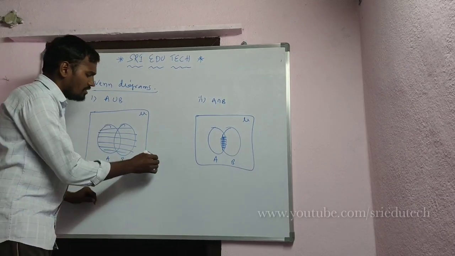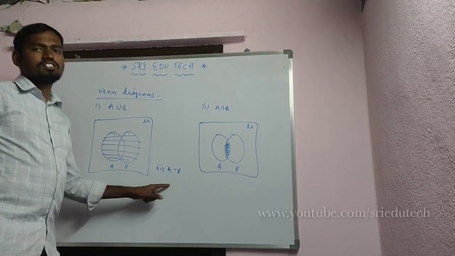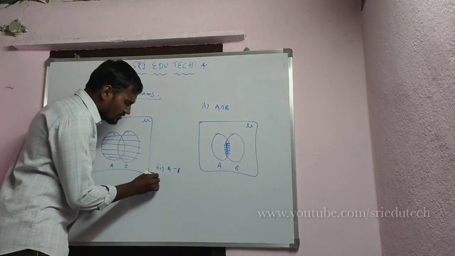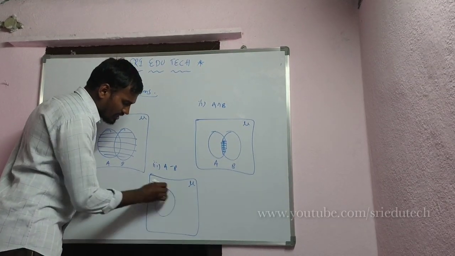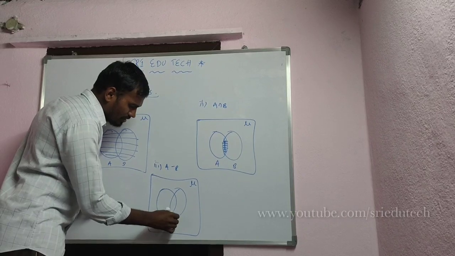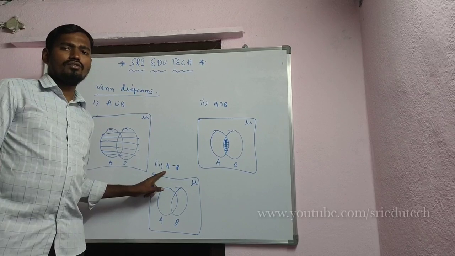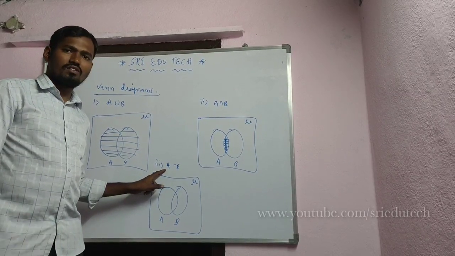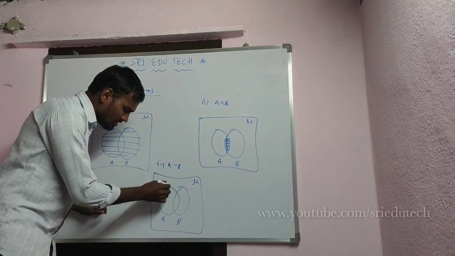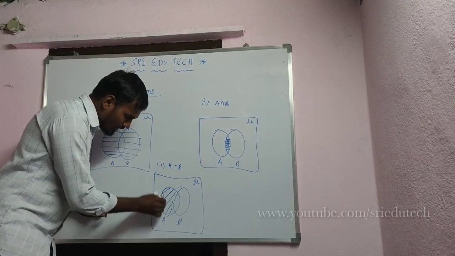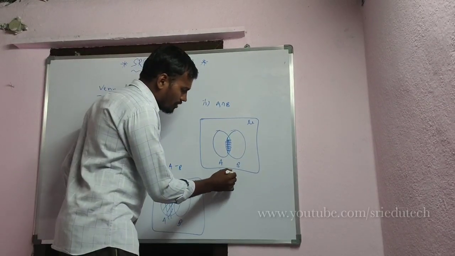Next, third one, A minus B, subtraction of sets. Same, draw a box, write the mu universal set, then draw set A and set B. A minus B means A only, because the first set of the given 2 sets is what belongs to the subtraction of sets. In this, A is the first set, so this is A. We have to shade the first set.